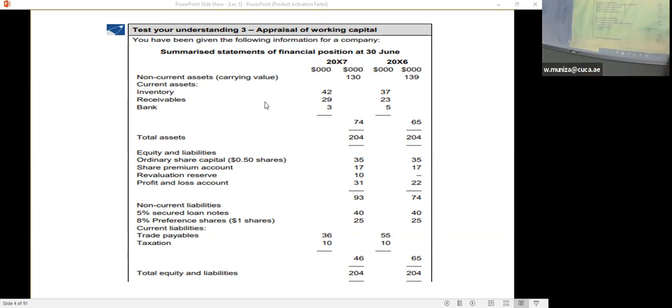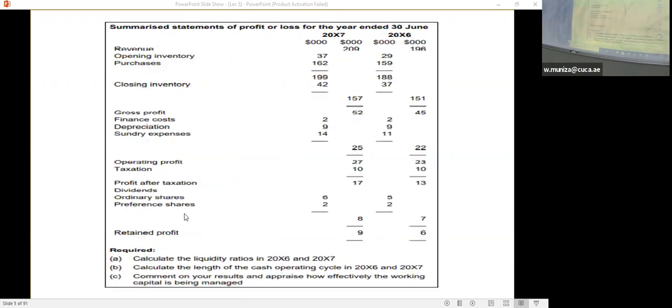So we are done with the first part: calculate the liquidity ratios in 2006 and 2007. Next, calculate the length of the cash operating cycle in 2006 and 2007. So what is the formula for cash operating cycle? We have discussed it in the previous example as well. Just for you, Hashara, I'm repeating it. Cash operating cycle, the formula is receivables collection period plus inventory holding period minus trade payables payment period.